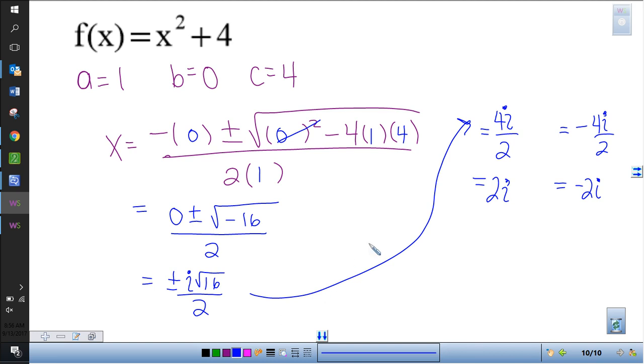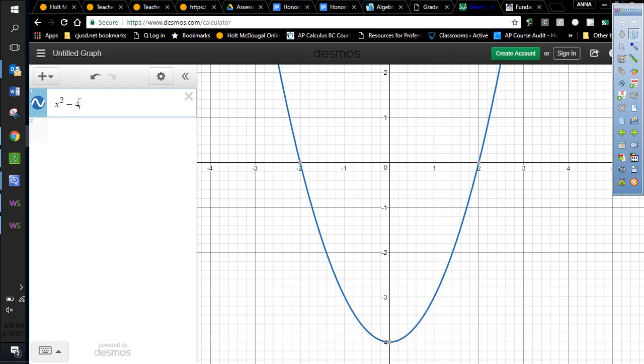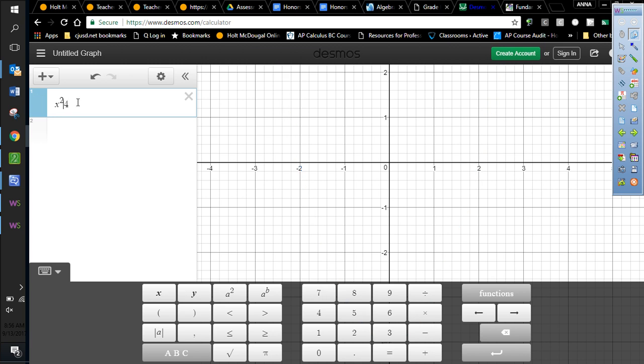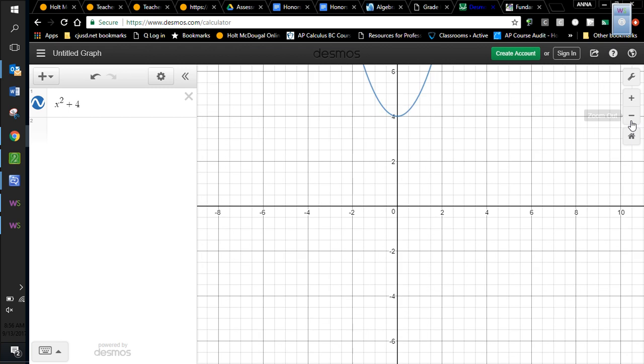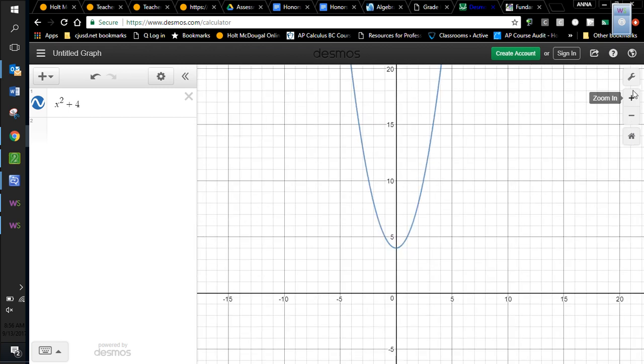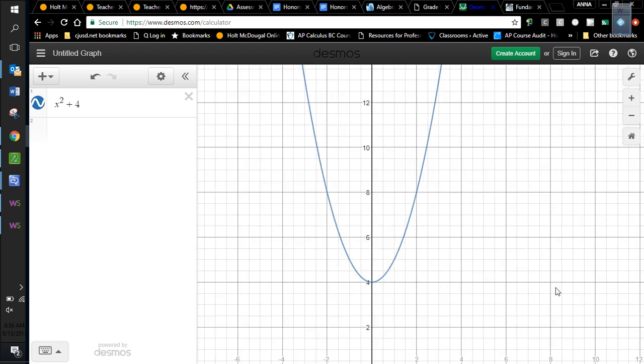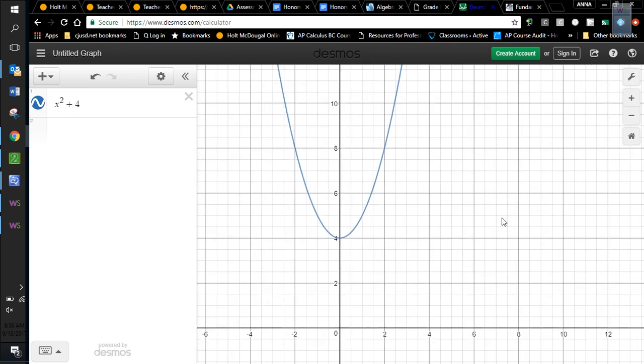So notice these are not real anymore. Let's take a look at its graph and see why we are getting non-real solutions. So let me change this to a plus. I have to zoom out a bit here. Alright, here's our new graph. Notice the graph is shifted up this time. It's actually 8 up from the previous one.